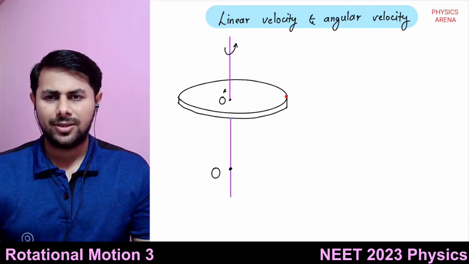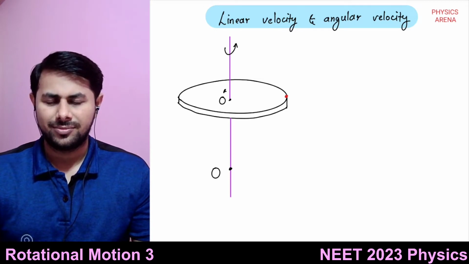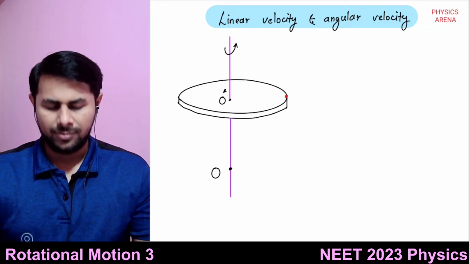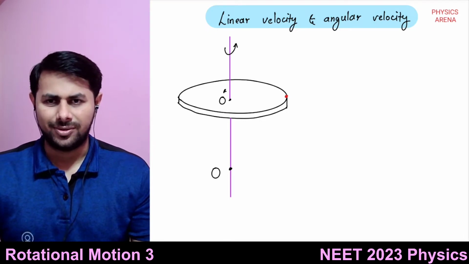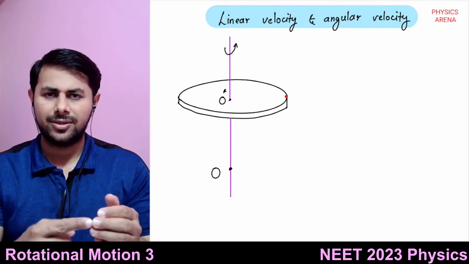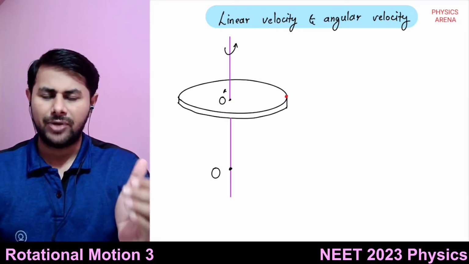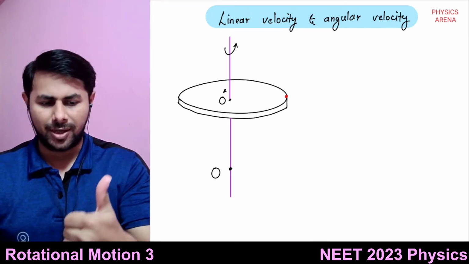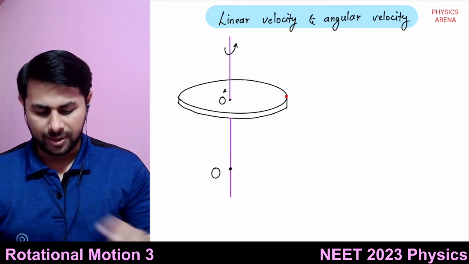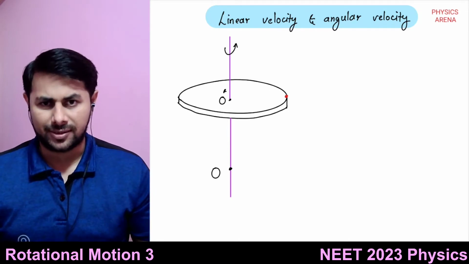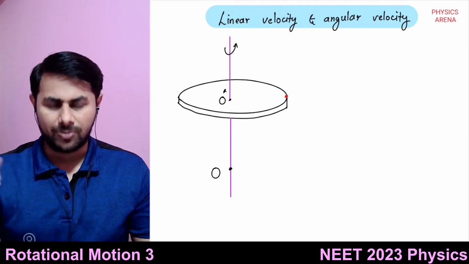So angular velocity will be in what direction? We know that we have to use which rule? Right hand thumb rule. If the particle is moving in circular motion, then we have to curl our fingers in direction of motion of particle and stretch the thumb. So the angular velocity will be vertically upwards if this wheel is rotating in anti-clockwise sense, right? Okay, so omega is vertically upwards.